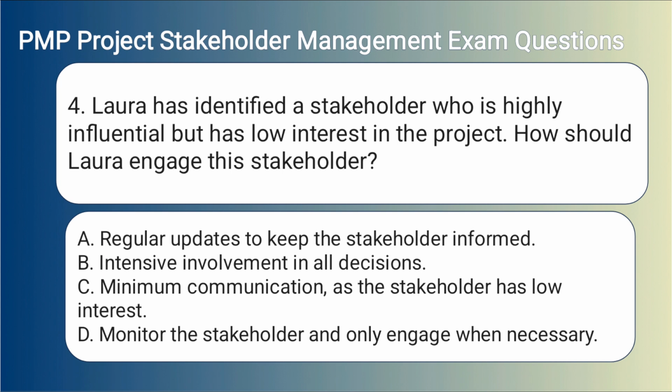4. Laura has identified a stakeholder who is highly influential but has low interest in the project. How should Laura engage this stakeholder? A. Regular updates to keep the stakeholder informed. B. Intensive involvement in all decisions. C. Minimum communication, as the stakeholder has low interest. D. Monitor the stakeholder and only engage when necessary.